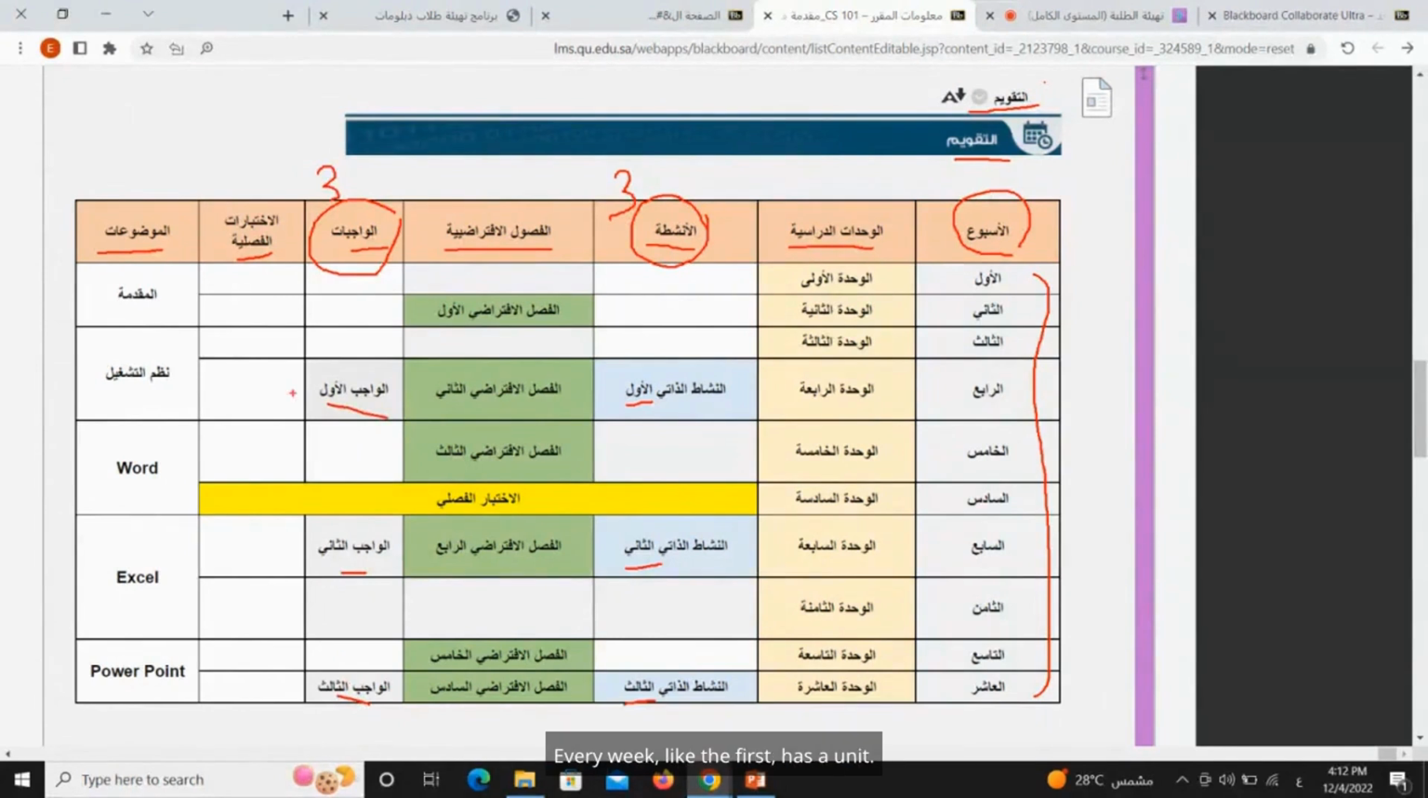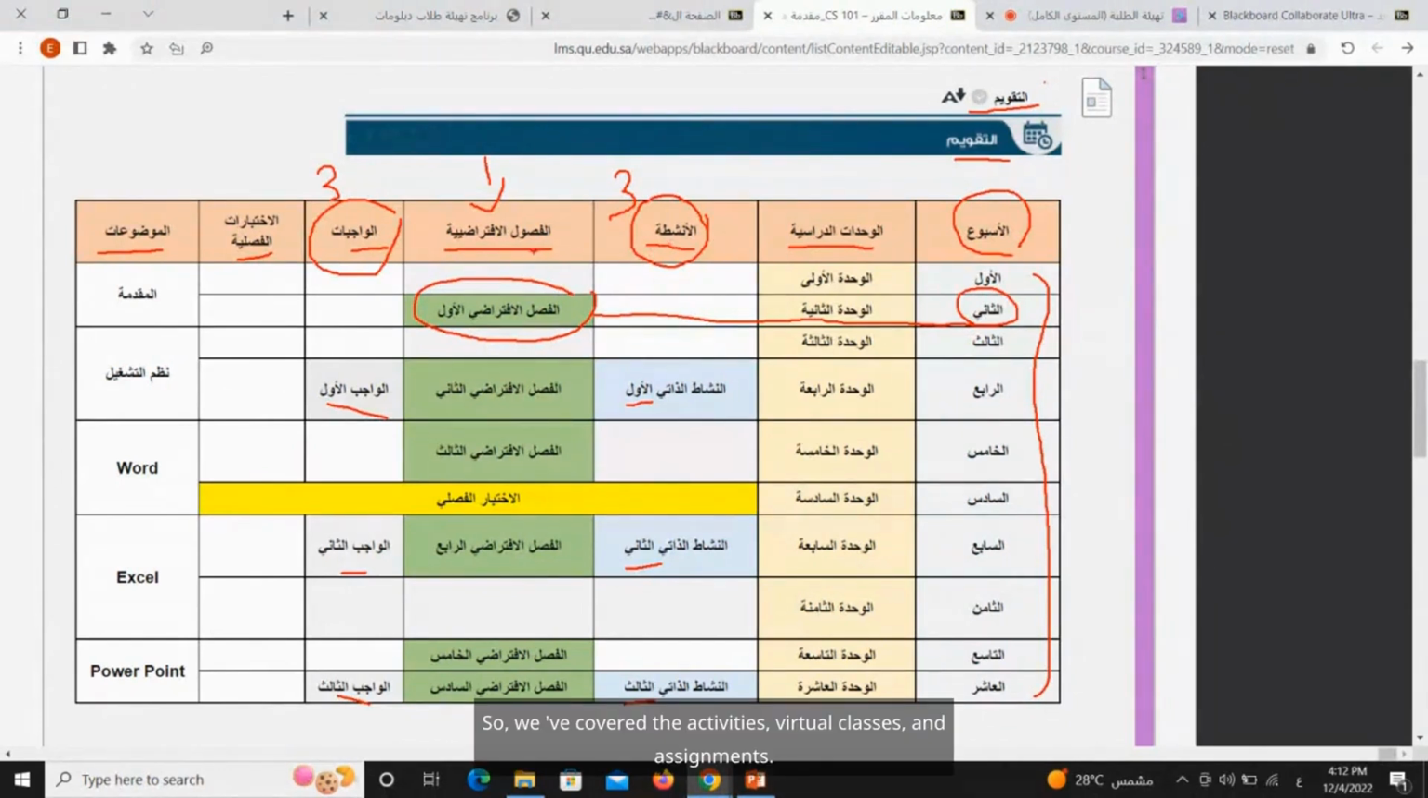There are study units. Every week, like the first, has a unit. What about this unit? You need to open it, browse through, and read it. After reading, a simple test follows. Complete it, all right? Each unit has a test.